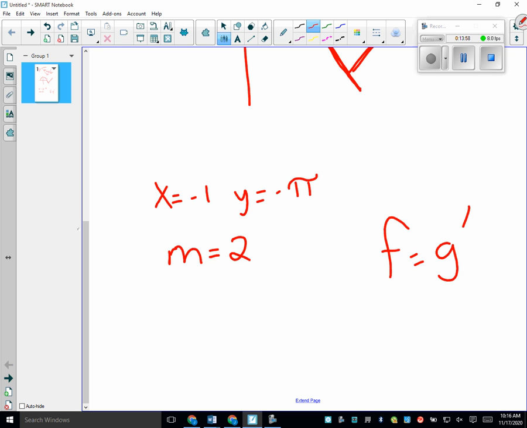Absolute maximum. How is it the graph of G prime? Because it's a graph of F, and it very plainly tells you that F is equal to G prime. If it is a derivative, it is the prime.